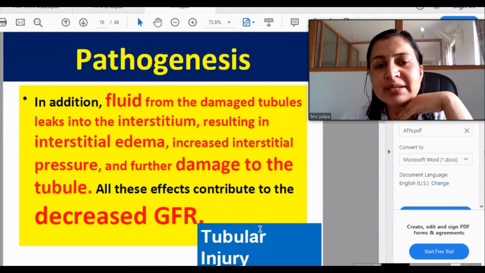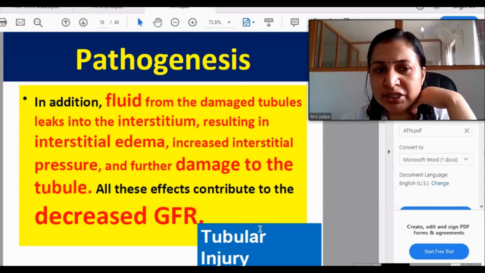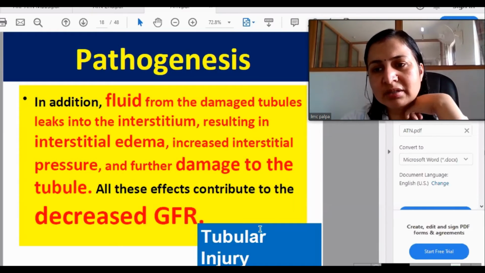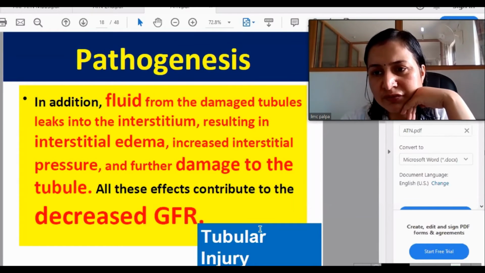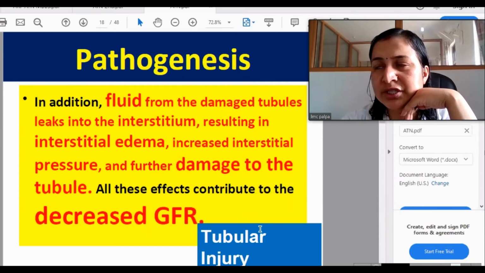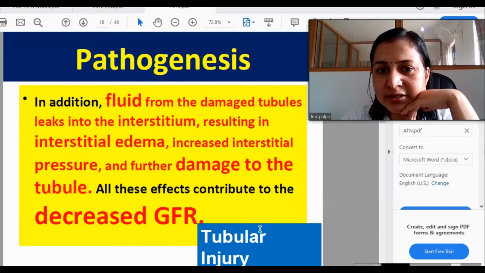At the same time, the fluid from the damaged tubules also leaks into the interstitium. What is the function of tubules? It causes concentration. The glomeruli cause filtration and tubules cause concentration, isn't it? So after the tubular epithelium gets detached from the basement membrane and causes obstruction, there can also be leakage of fluid from the tubules into the interstitium.